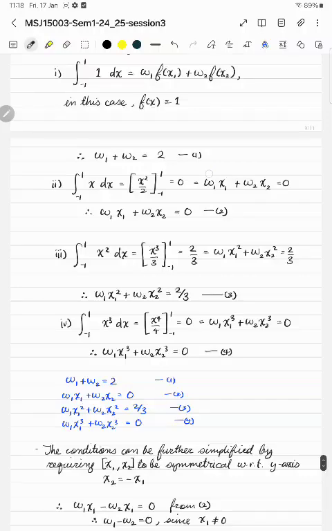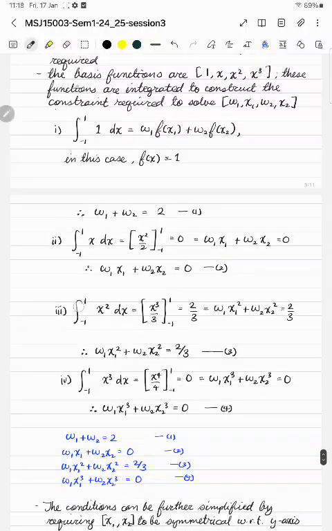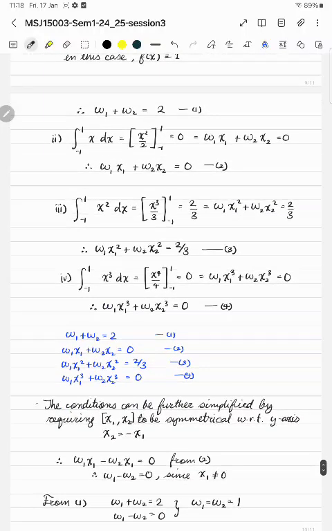The third equation, again, you integrate for x squared. So this is the third equation, integration from -1 to 1 of x squared dx, and you have the solution to be 2/3. So it's w1 x1 squared plus w2 x2 squared equals 2/3. So that's our third equation, and our final equation will be integration of the basis function x cubed, x power 3, from -1 to 1.